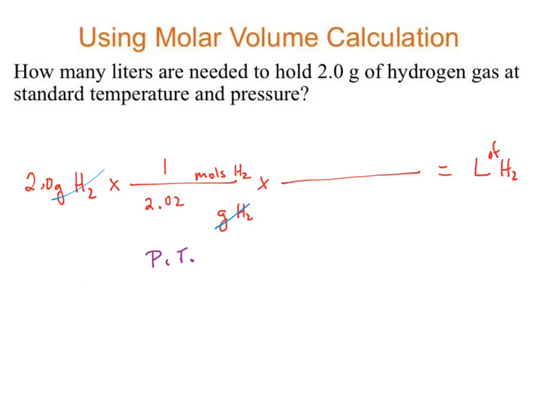Okay, is moles of hydrogen what we want for our answer? No. So what needs to happen in our next conversion? I want moles in the denominator, and I want liters in the numerator. Do I have a conversion that relates moles and liters? Yes. What is that conversion?